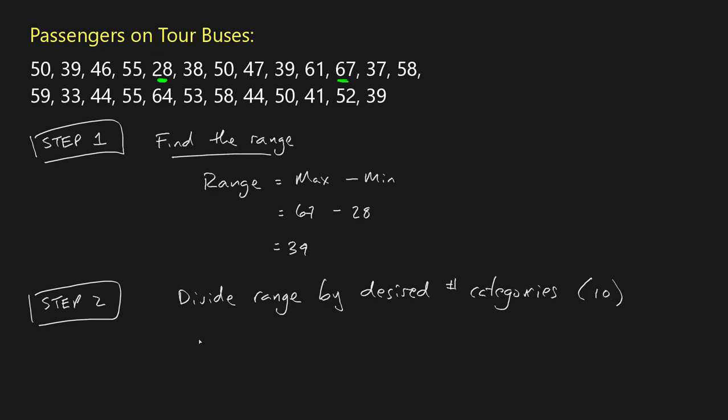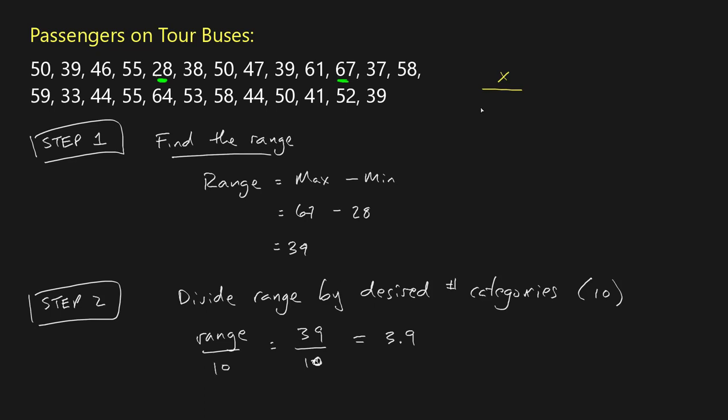So the range divided by 10 is equal to 39 divided by 10, and so this is 3.9. Great. So 3.9. What do we do with this? Well, what we're trying to do here is we're trying to determine just how wide each one of our categories should be. So when I'm setting up my table, these are going to be the categories along the side here.